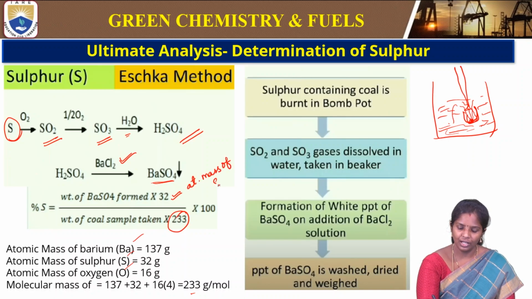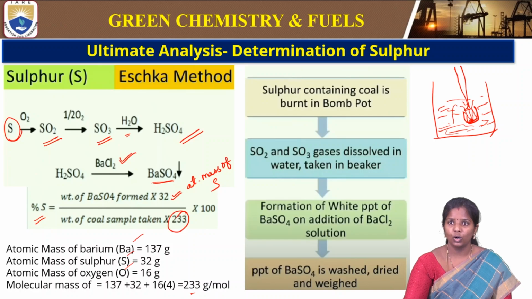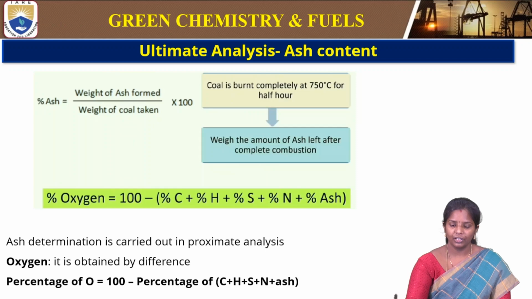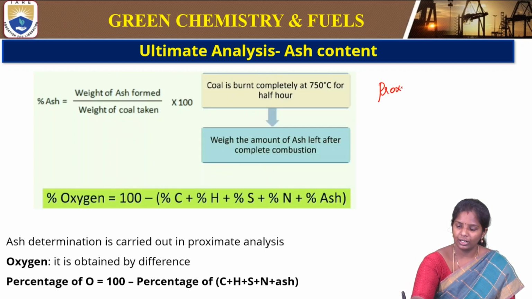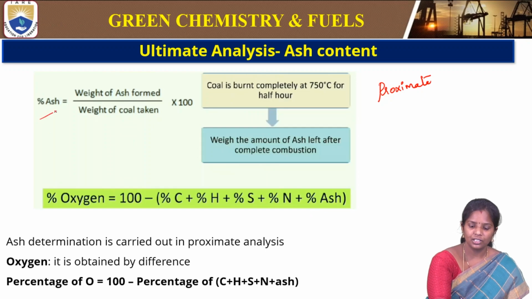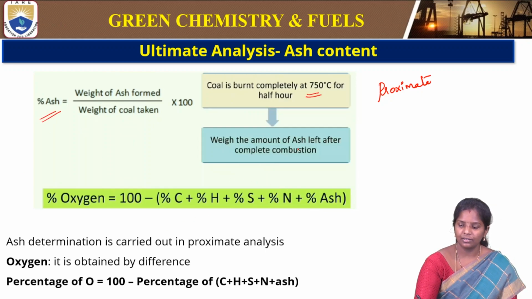Atomic mass of sulfur. So that is giving us the percentage of sulfur that is present in the coal sample. Next is the ash content that we have already seen in the proximate analysis. So this ash content from the proximate analysis will be used in the calculation. The percentage of ash is obtained whenever it is heated at 750 degrees centigrade in a muffle furnace.